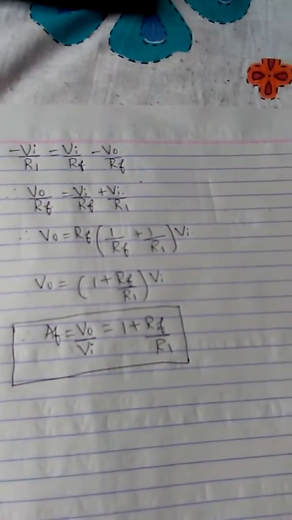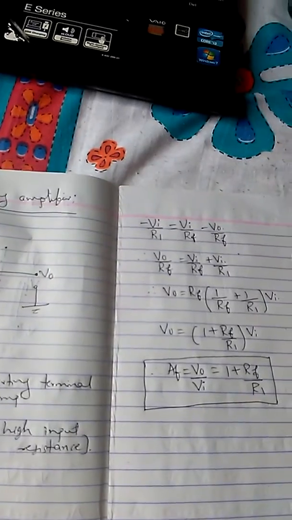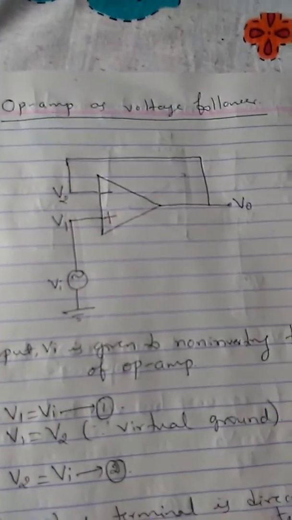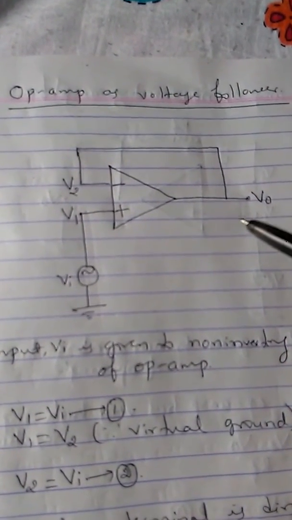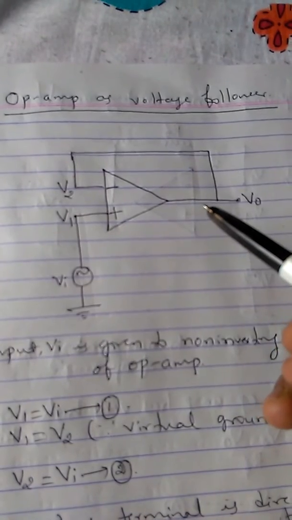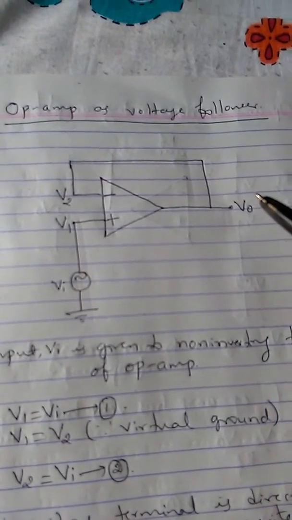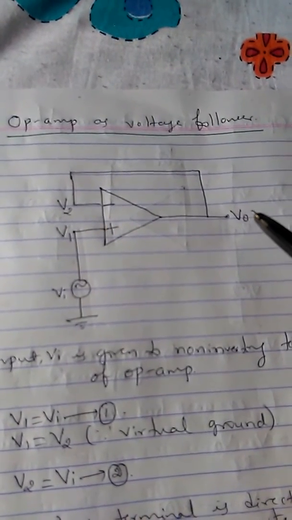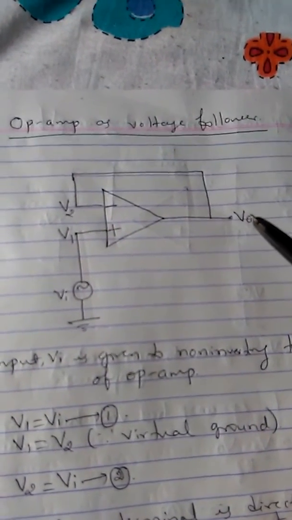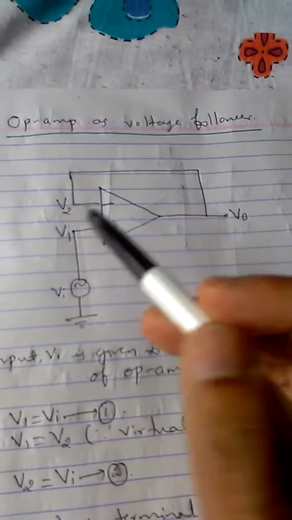So next we have one more application, that is op-amp as voltage follower. Op-amp as voltage follower means, so first we'll see what do we mean by voltage follower. Voltage follower means, say at the input side, say I'm giving around 2 volts, means at the output side I'm supposed to get the same 2 volts, means your output will follow the input.